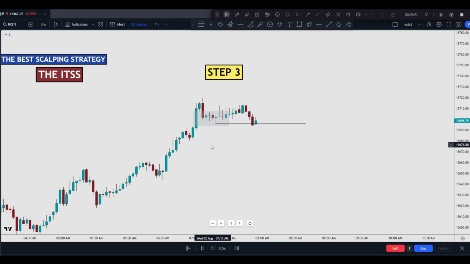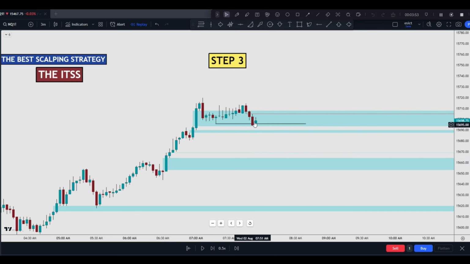Step three, find an imbalance on the leg down that broke the intermediate term low. What is the intermediate term low? It is a low that filled a fair value gap. That is the only definition of intermediate term highs and lows you need to know. The others offer us traders no real edge. There is a small fair value gap there.